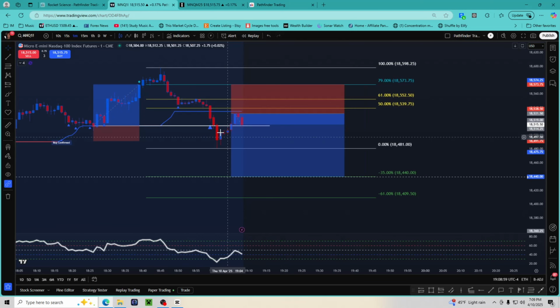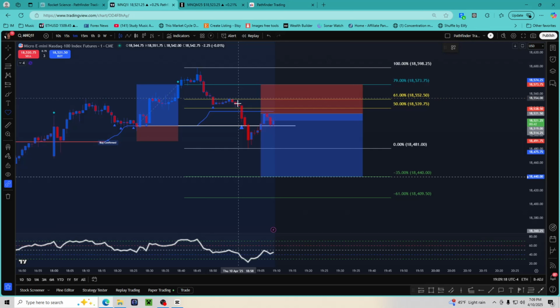Sometimes it comes to the basis, sometimes it comes to the 50, sometimes it comes to the 61, sometimes it comes to the point of control. If there's a ton of orders over in here and the market has stitched for a little while, you'll have a lot of buyers trapped in there and they want to get out, so it'll come back to that.